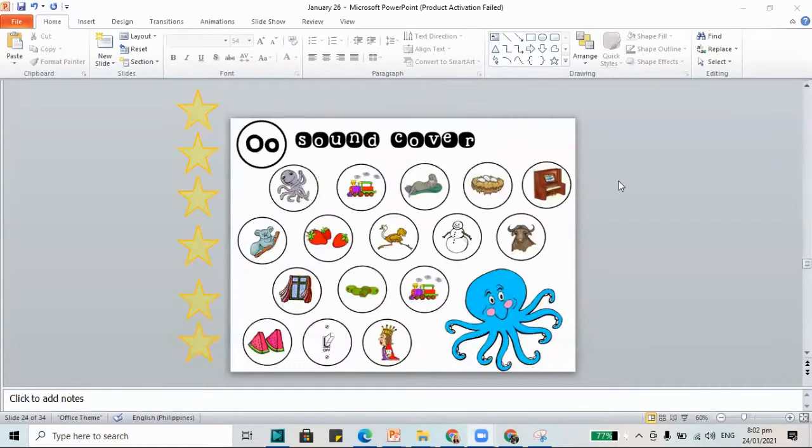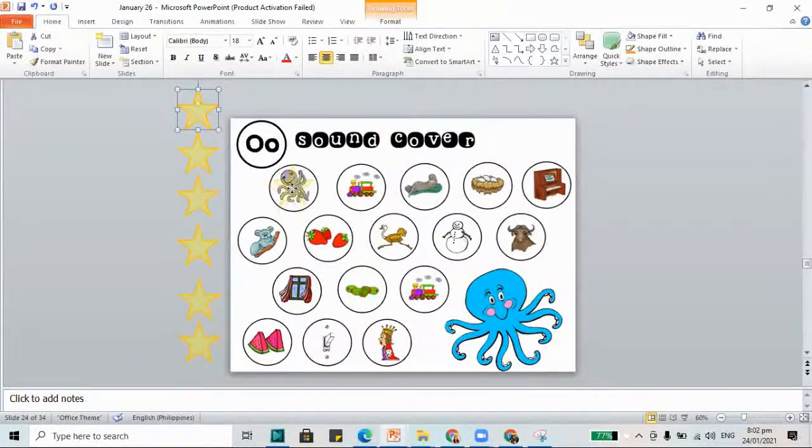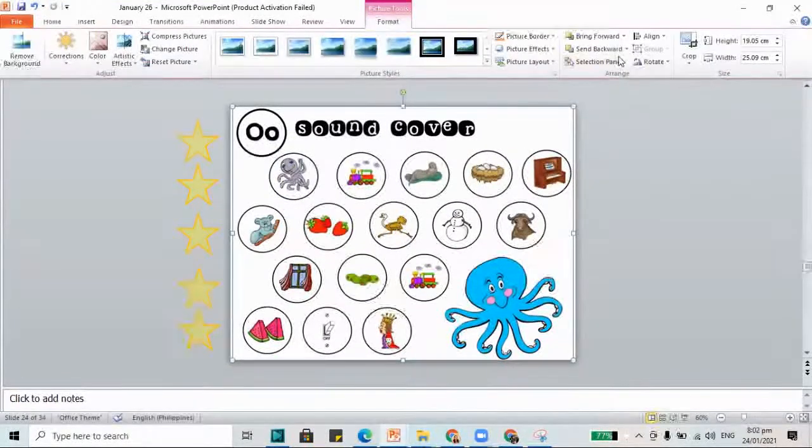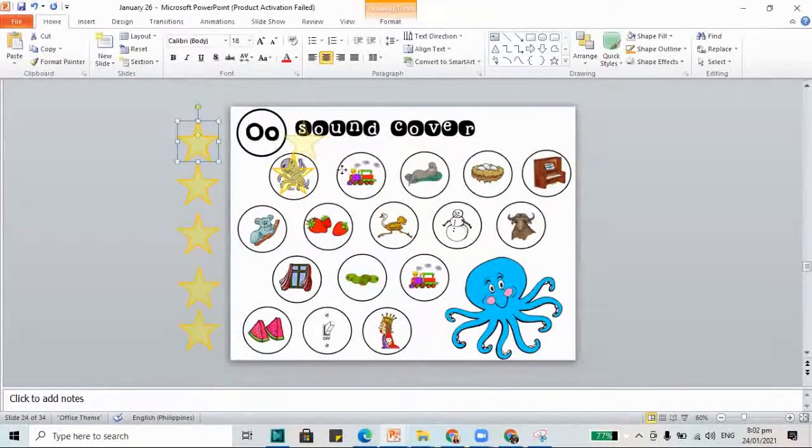Let's move to the next set. Let's cover the pictures that begin with the letter O. Is O for octopus? Yes, let's cover with a star. Let me fix first. And how about the train? Do we put a star on a train? No. How about the otter? Yes, otter begins with O. Nest doesn't begin with O. Piano doesn't begin with O. Koala doesn't begin with O. Strawberry doesn't begin with O.